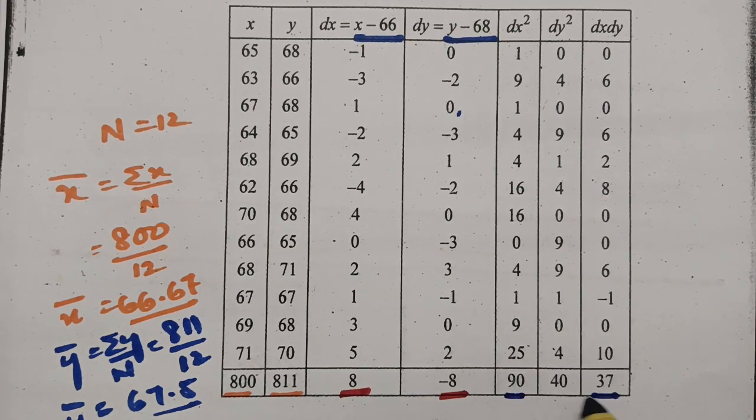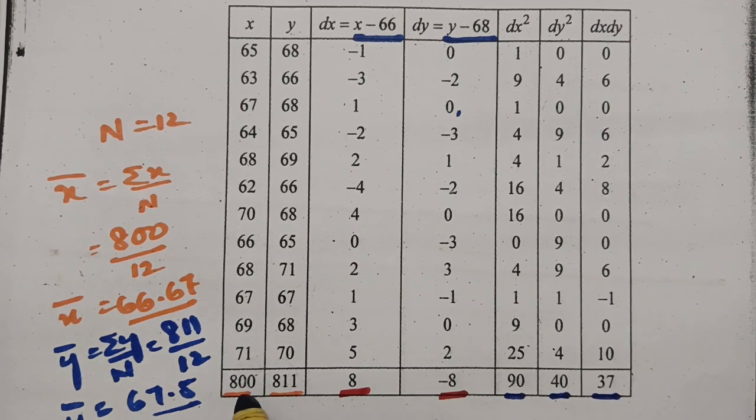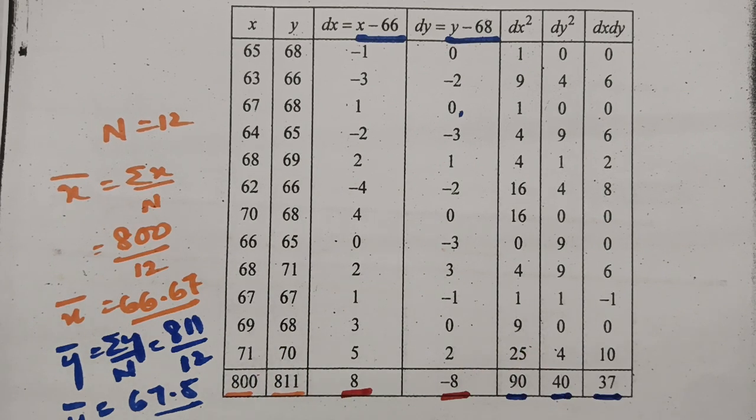So this is sigma dx squared, sigma dy squared, sigma dx, sigma dy. This is sigma x, sigma y. So here we got each and every value ready. Now as it is a fraction, it is not a whole number, we have to find out the regression line. So for that, see here, I am solving for you.